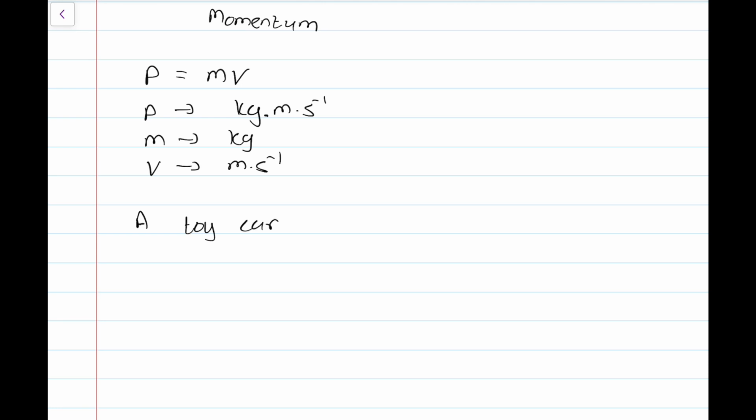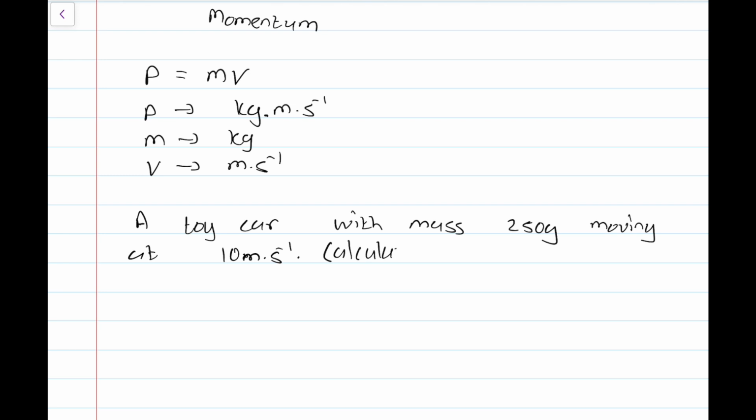Let's say we have a toy car with a mass of 250 grams moving at 10 meters per second. Now, how do we calculate the momentum of the toy car? Calculate momentum of the toy car.